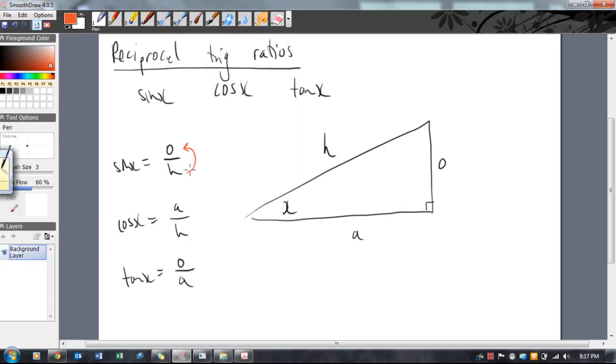In other words, if the h is on the top line and the o is on the bottom line, have we got a name for that? And here, if the h is on the top line and the a is on the bottom line, what do we call that? In actual fact, we give these special words. This is called cosec x. This one is called sec x, and this one is called cot x, or cotangent. I'll write these down properly in a second.